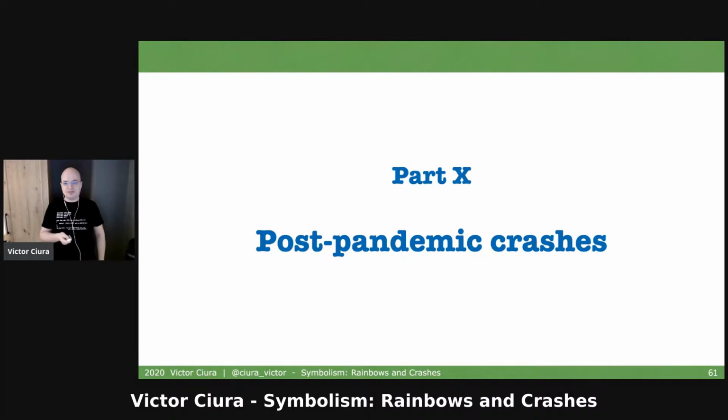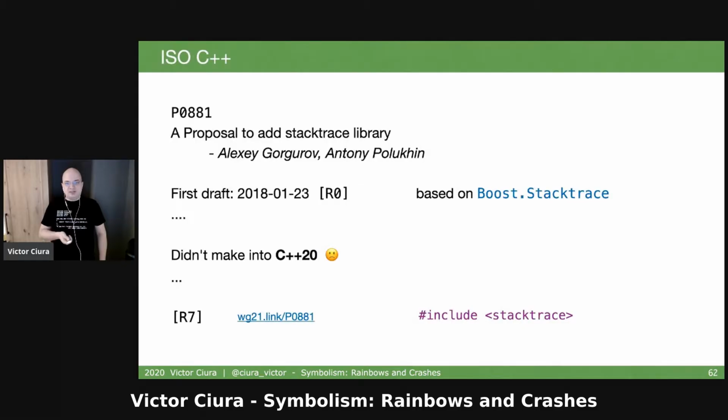So in the end, we have to think about post-pandemic crashes and what we'll do to handle stack traces in 8 years to come. There is actually a fairly old by now proposal, 881. First draft is from 2018, actually, and it's based on Boost StackTrace. If any of you are familiar with Boost StackTrace, it went through several revisions. Now it's at revision 7. It's a very good paper.